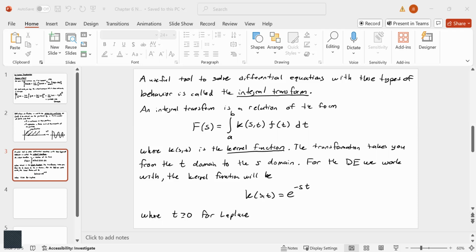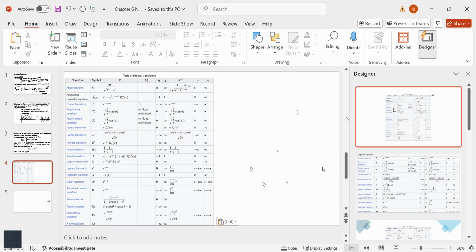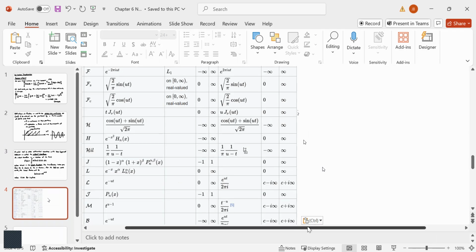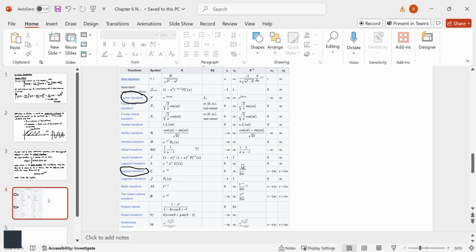And just to show you, there are many kernel functions, and you don't have to memorize any of these. This is more of just an intellectual curiosity. If you look here, there are many, many different kernel functions. The most common ones that you would see are the Fourier transform, right here, and then the Laplace transform. All of these transformations are useful for a specific problem, so whichever one you use just comes down to what problem you are trying to solve. That's their value. So that is the Laplace transformation.